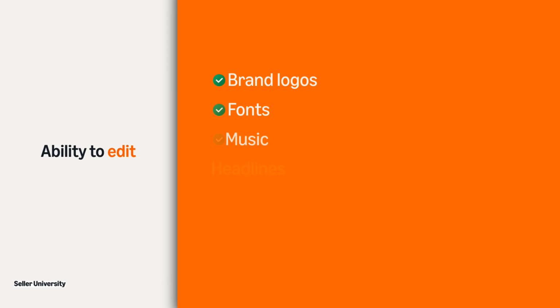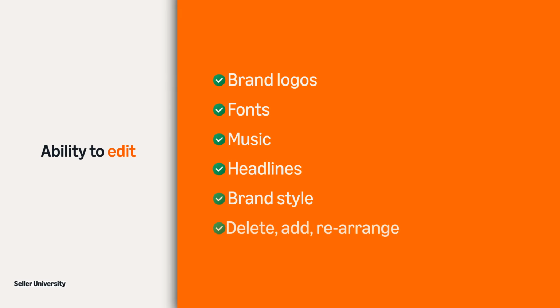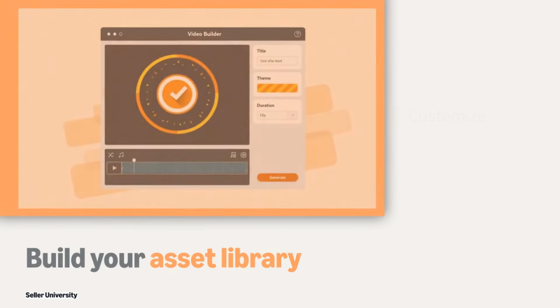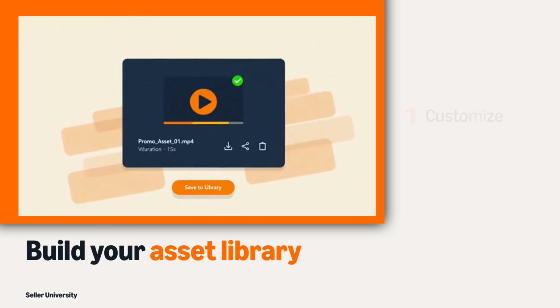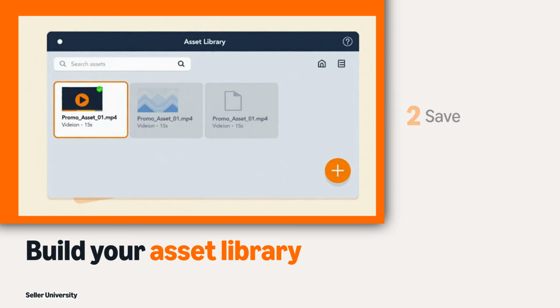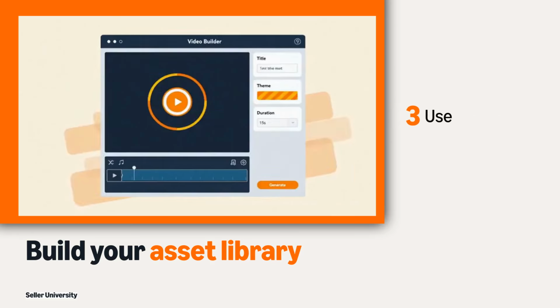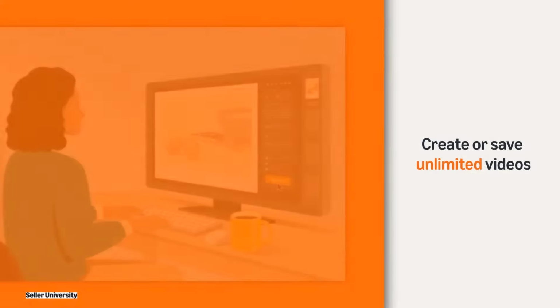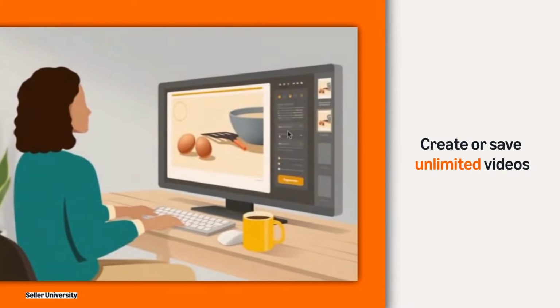After selecting the video option you prefer, you have the ability to edit by adding brand logos, adjusting the fonts, music, and headlines to match your brand style, and delete, add, and rearrange scenes. Once you've finished your customization, you can save your video to Asset Library and use the asset when creating your campaign. You can regenerate or save as many videos as you'd like.